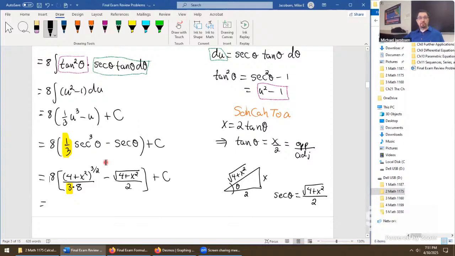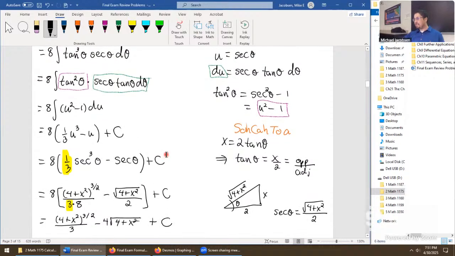And if you ended it right there on a real final exam, that's totally all right with me, but let's distribute in to get a slightly nicer looking answer. 4 plus x squared to the power 3 halves over 3, minus, after simplifying, 4 root of 4 plus x squared, plus a constant.